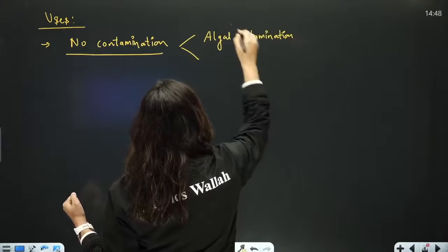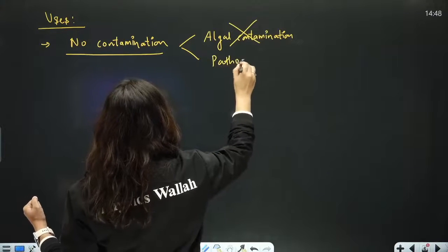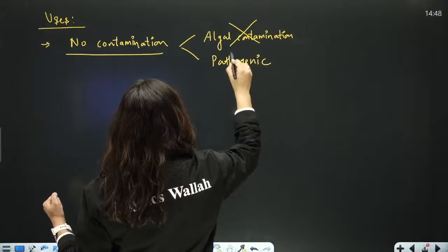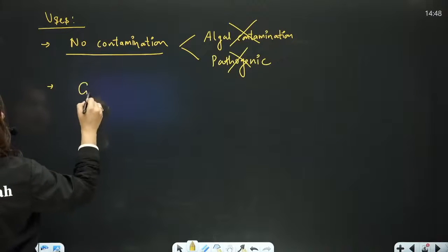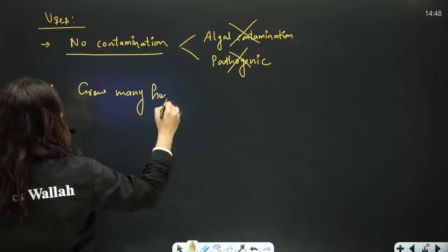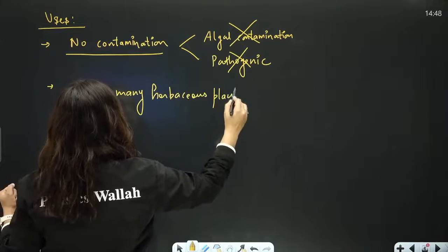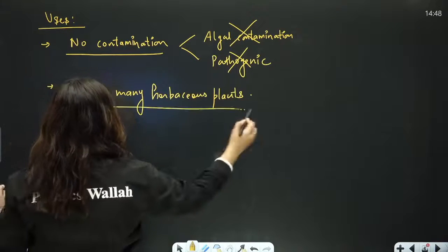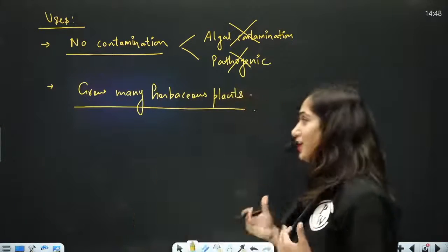There would be no algal contamination, and there would be no pathogenic contamination. Okay, and then you can grow many herbaceous plants with the help of this technique in controlled conditions. So this is all about hydroponics. Now let's move on further.